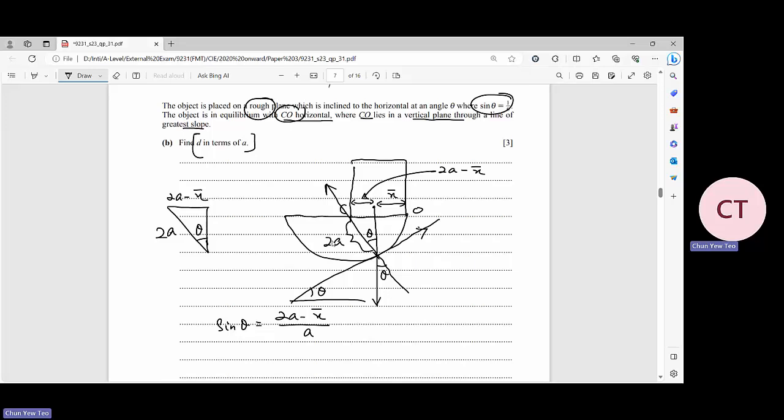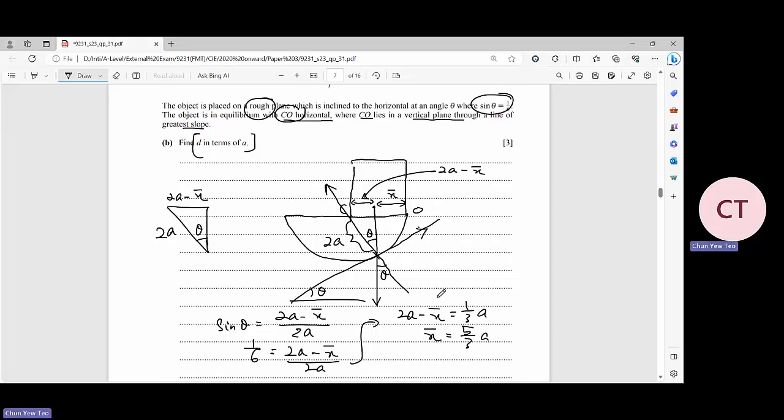The radius is 2A, okay, so this is a 2A. So sine theta is 1 over 6. So that means 1 over 6 is equal to the 2A minus bar X divided by 2A. So continue over here, you get 2A minus bar X is equal to 1 over 3A. So your bar X is actually 5 over 3A.